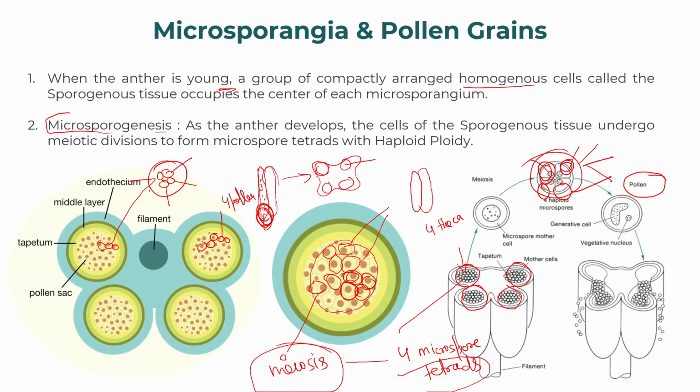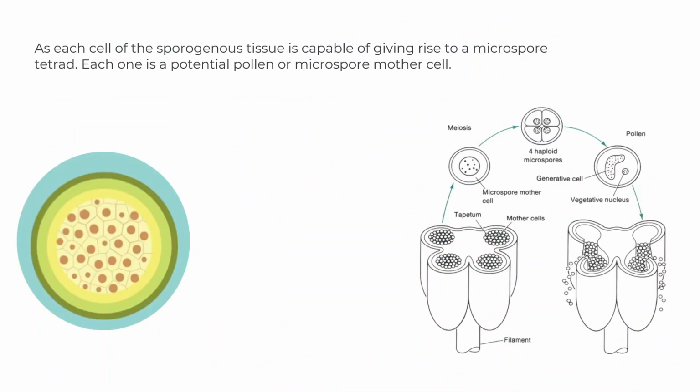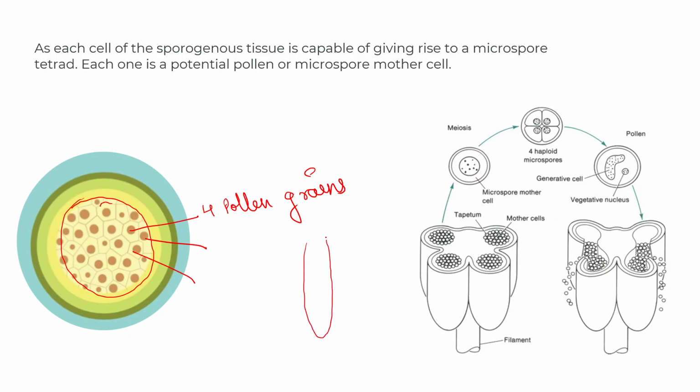So this is sporogenesis. Now, each cell of the sporogenous tissue is capable of giving rise to a microspore tetrad. This whole thing is sporogenous tissue, right? And each cell, this particular cell, is capable of forming four pollen grains. So you could see how this much pollen is able to collect in this little anther, right? Each one is a potential pollen.